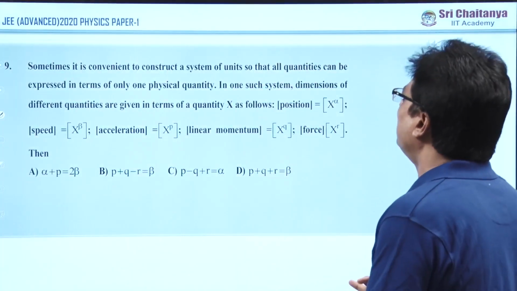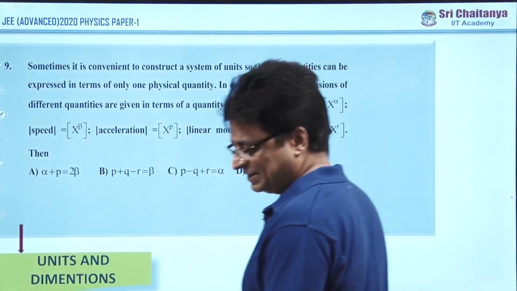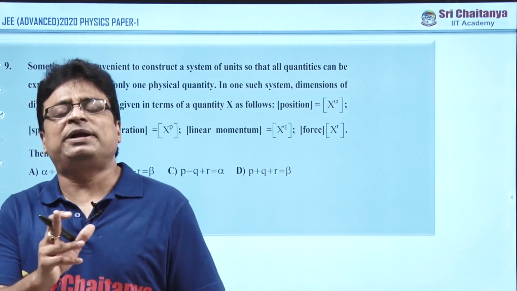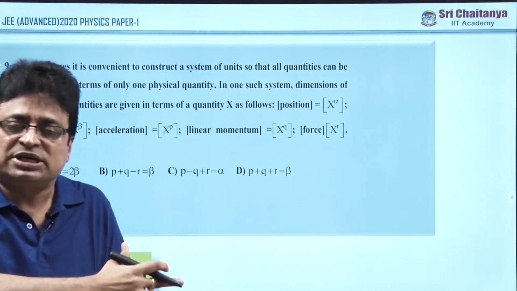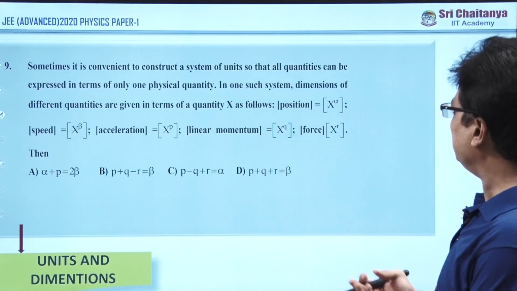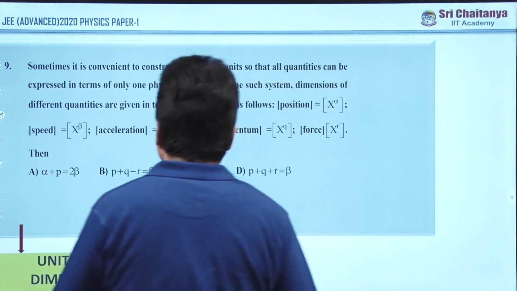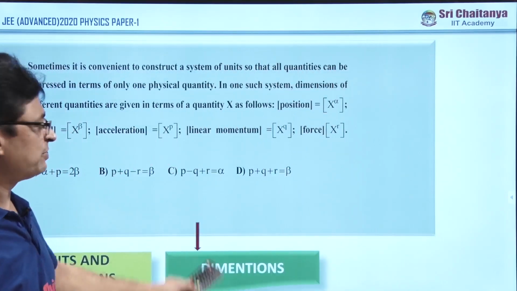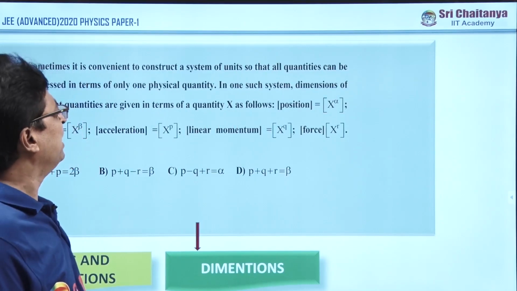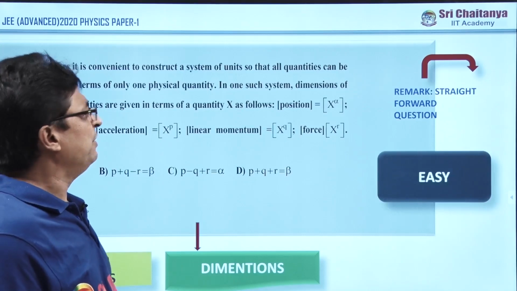Now coming to question number 9. This question is given under the topic of units and dimensions. Experimental physics and units and dimensions come under one category. Again, they have asked a simple question, and it is the more than one answer type. So the chapter is units and dimensions, and the subtopic is dimensions only.